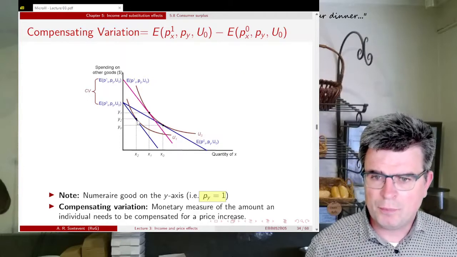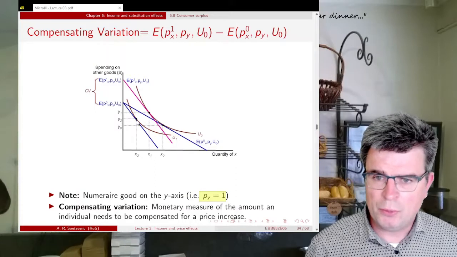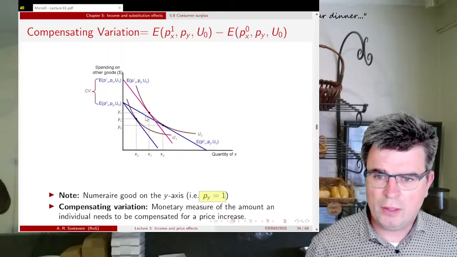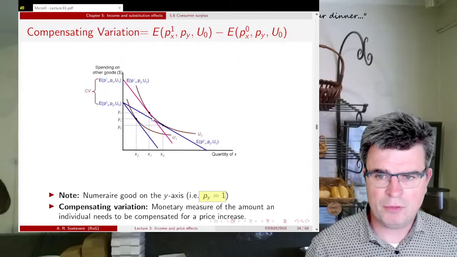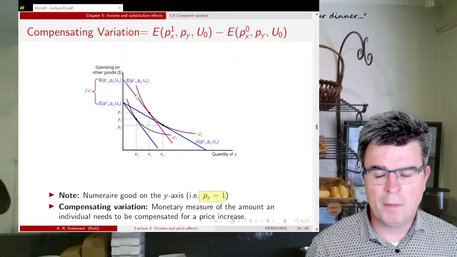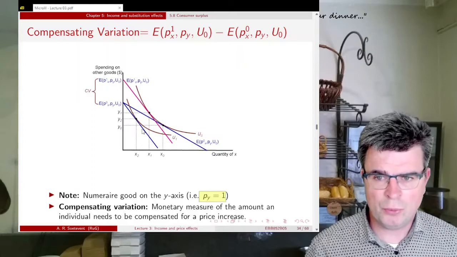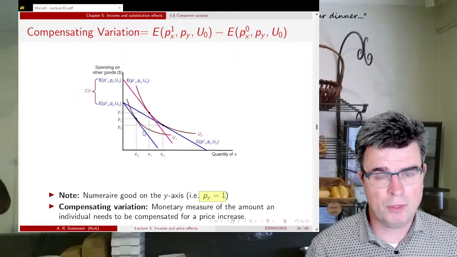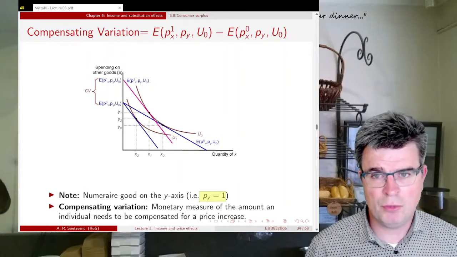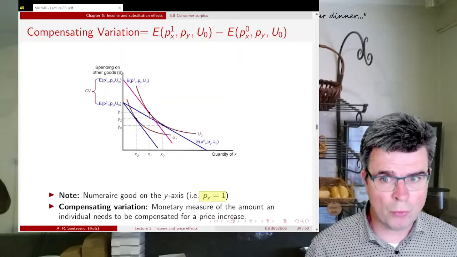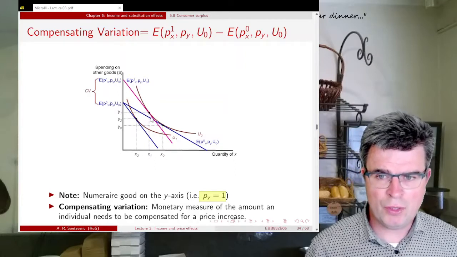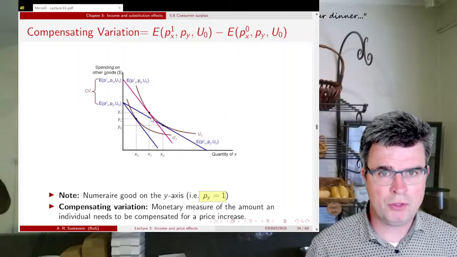Well, if we do this in this picture, we know that we have to shift the budget constraint outward to the pink constraint that we've depicted over here. So the slope of this constraint is identical to the slope over here. So it uses the new price ratio, given the new price P1, but it is tangent to the old indifference curve. Now, how far did we move this budget constraint outward?